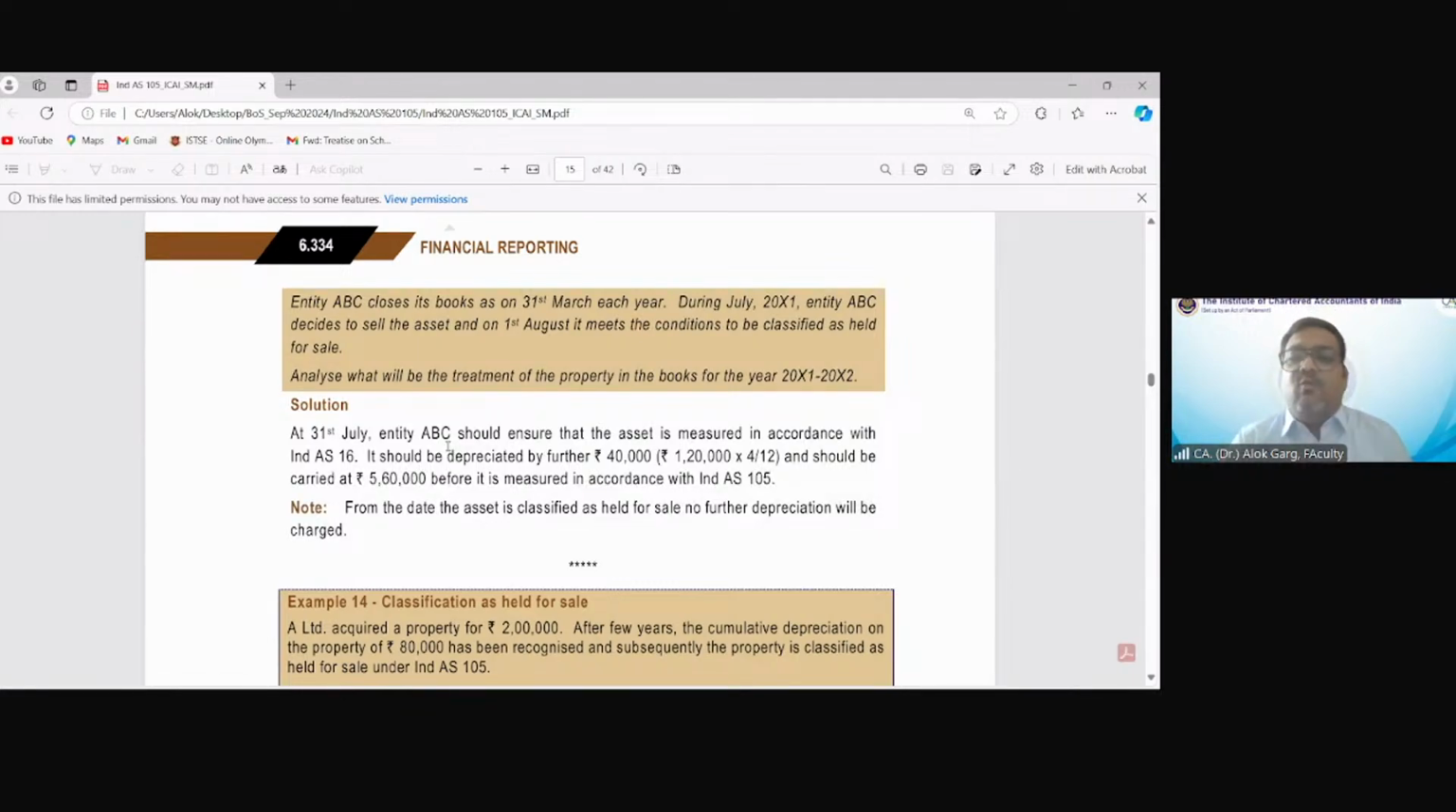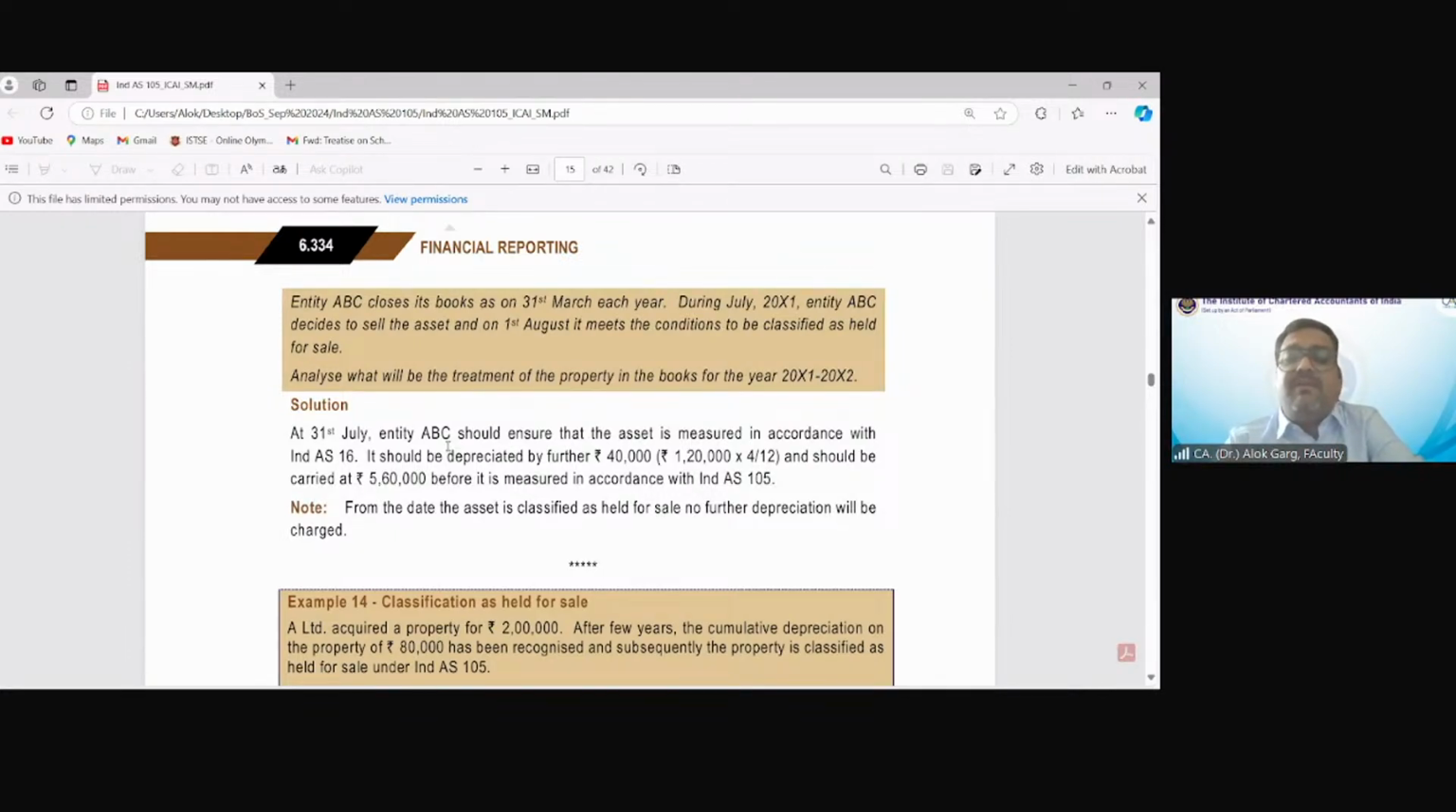An asset will be classified as held for sale when 2 conditions are met. Number 1, the objective is to receive the future economic benefit from sale, not from the use. So the objective is very clear. Number 2, it has to meet the 2 conditions, ISPC plus HP. ISPC means available for immediate sale in present condition. Available for immediate sale in present condition.